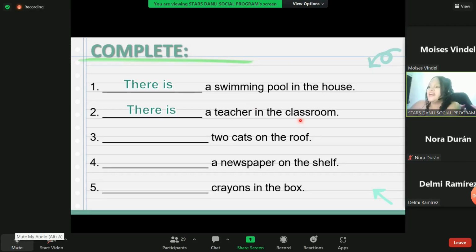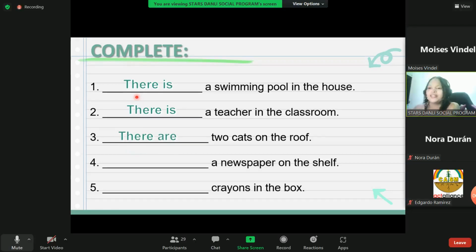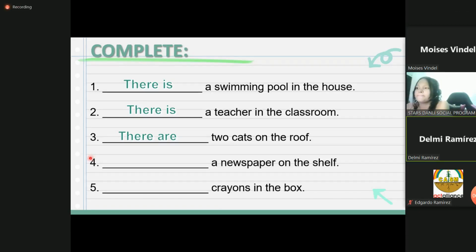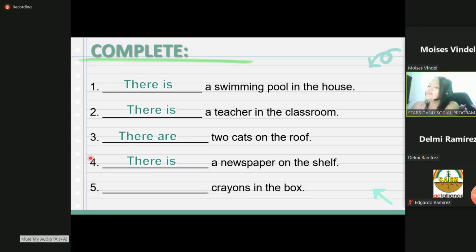Let's see another volunteer for number 3. There are 2 cats on the roof. On the roof. Excellent, Ricardo. There are 2 cats on the roof. Now let's see number 4. There is a newspaper on the shelf. Excellent, Delmi. So there is a newspaper on the shelf. What's a shelf? And let's see number 5. There is or there are? There are. Okay, we say there are crayons in the box.